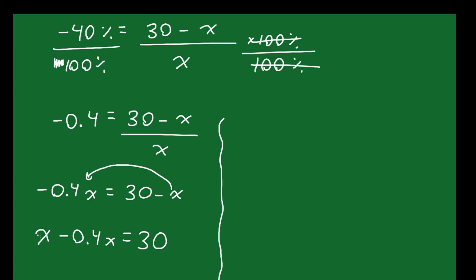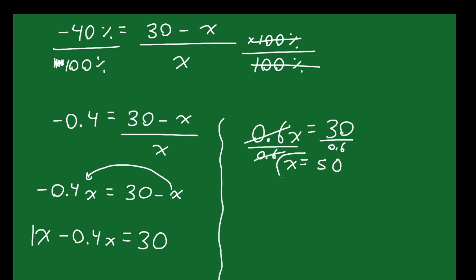I'll continue this work up here. I will combine these two things together. I have 1x minus 0.4x. That becomes 0.6x is equal to 30. And I will divide both sides by 0.6. So x is equal to 30 divided by 0.6. Right, I'm dividing both sides by 0.6 so that those cancel out. So x equals 30 divided by 0.6, and that leaves you with an answer of 50.